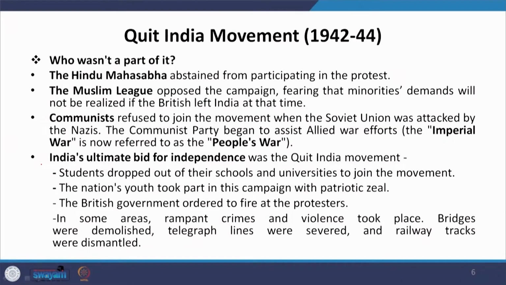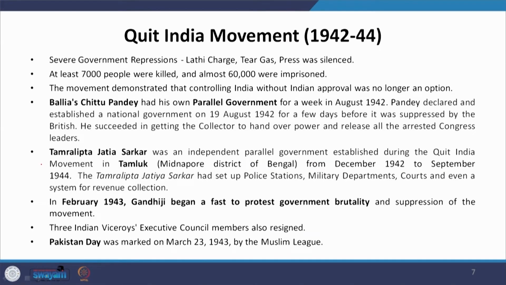India's ultimate bid for independence was the Quit India movement. At that time India saw the masses coming together to support this movement. The students would drop out of their schools and universities to join the protest. The nation's youth took part in this campaign with a lot of patriotic zeal, and the British government ordered to fire at the protesters. In some areas rampant crimes and violence were taking place. Bridges were demolished, telegraph lines were severed and railway tracks were dismantled. Severe government repressions could be witnessed through lathi charges, tear gas being thrown and a free press being silenced coercively. As a consequence of Quit India movement, at least 7,000 people were killed and almost 60,000 were imprisoned. The movement demonstrated that controlling India without Indian people's approval was no longer an option for the Britishers.